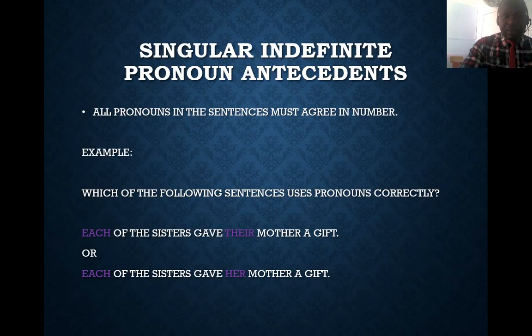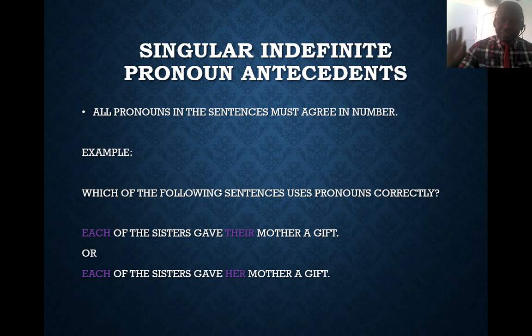All right, now singular indefinite pronouns and antecedent. When you talk about antecedent, what it means is the noun that a pronoun is referring to. You know, a pronoun is supposed to replace a noun. So in a sentence, before you use a pronoun, there must be a noun it's replacing, so that you avoid unnecessary repetition. So that's what you call antecedent.